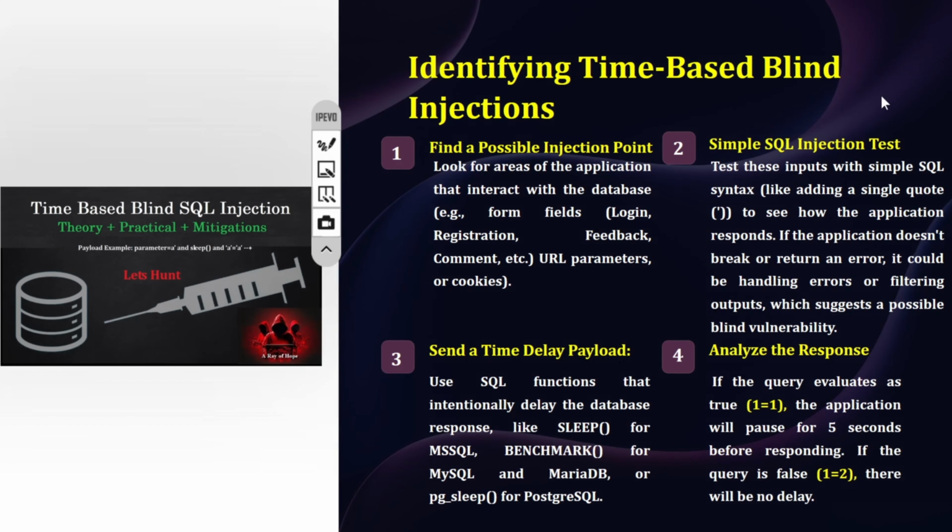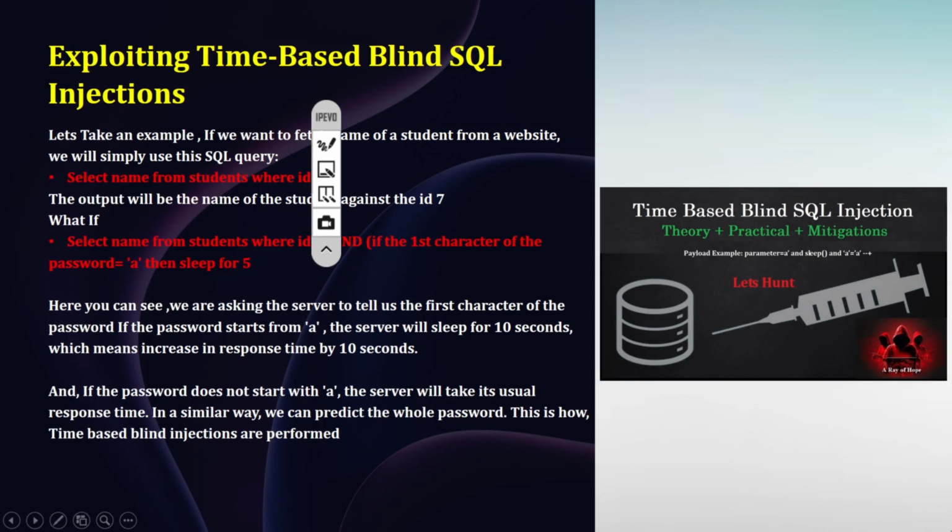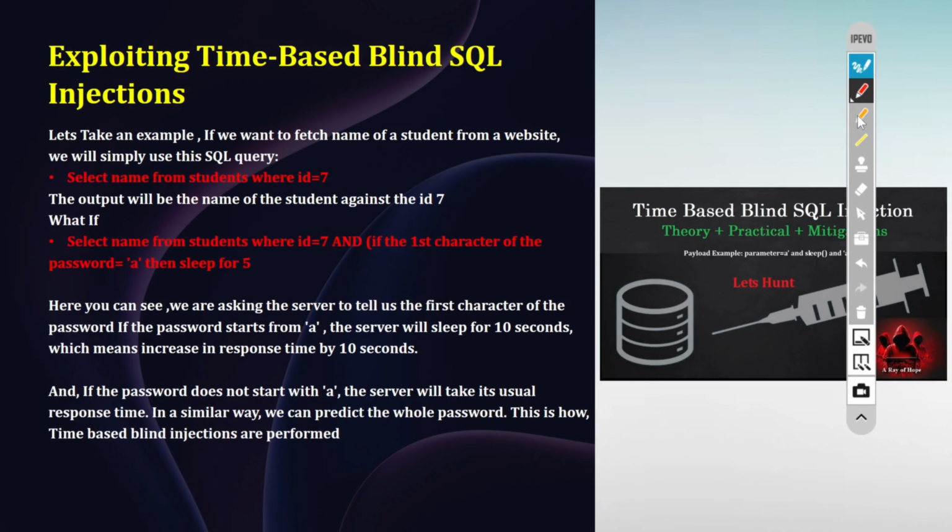Okay, let's go ahead. Now, the time is how to exploit this vulnerability. We will be covering it practically as well, but understand the steps that we are going to follow. I mean, if I take an example of a student, we will simply use a simple SQL query with a WHERE clause, like select name from students where ID is 7. And what will it return? It will return the name of the student whose ID is 7.